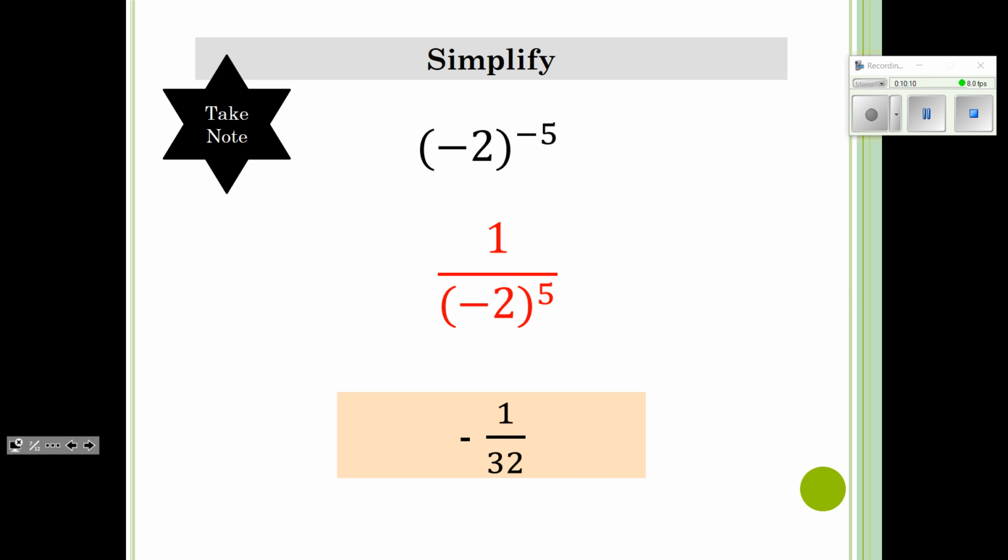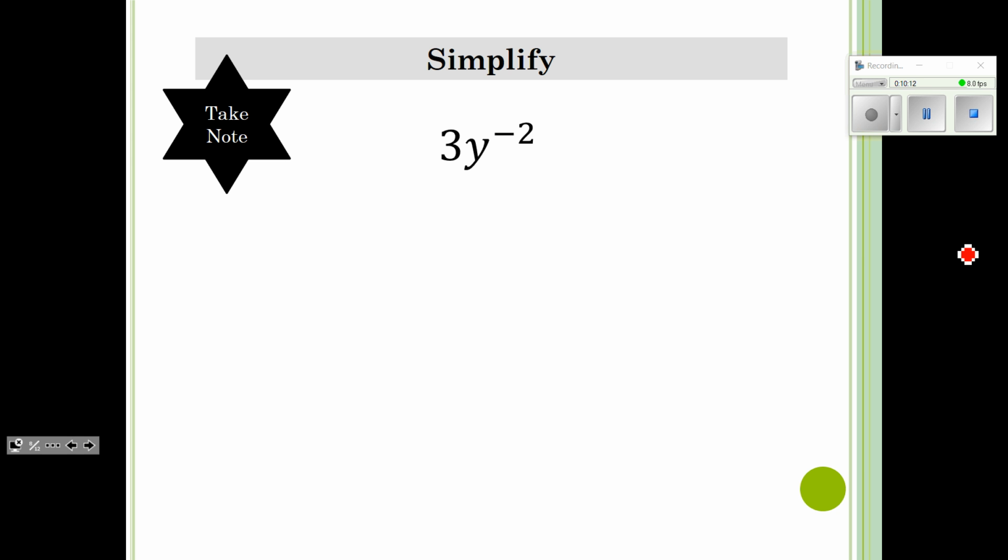What happens if you have more than one base? In this example, we have a base of 3 with no exponent, and we have a base of y with a negative 2 exponent. To simplify it or to evaluate it, the first thing we have to do is move the bases with negative exponents. So we only have to move this base. The 3 does not even have an exponent, so the 3 stays in the numerator. It does not get moved. The base of y has a negative 2 exponent, so we're going to move it to the denominator or downstairs. We move the base down, change it to a positive 2.